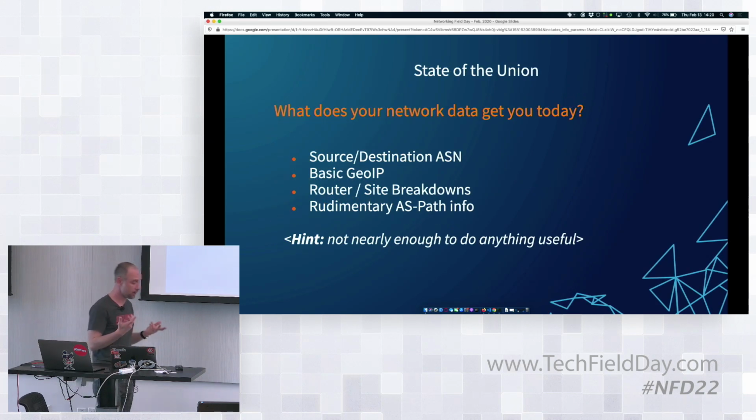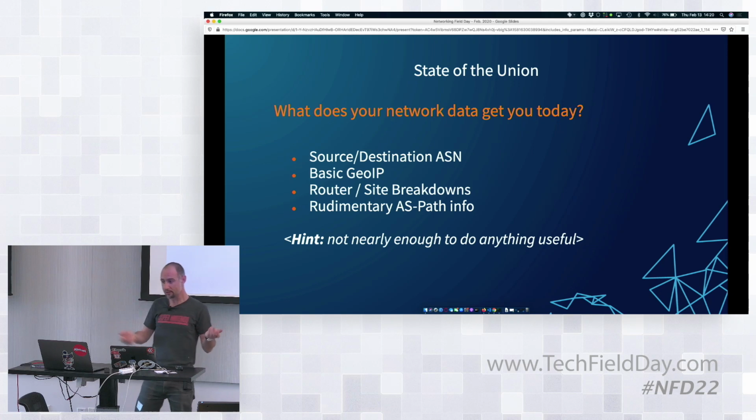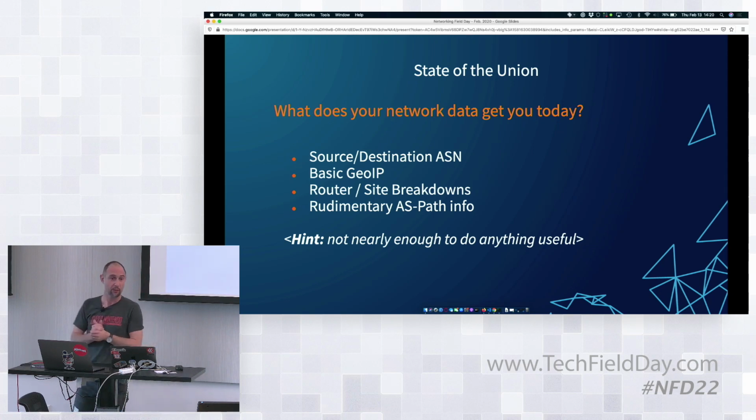And so rightfully, you have to ask yourself, what does my network data get me today? Well, you see source and destination AS numbers. Okay, that tells me what the source of the traffic is or what the destination is. That's useful. Some basic amount of GeoIP. And bear in mind, the more the scale increases, the more these simple basic things are difficult to gather cohesively.